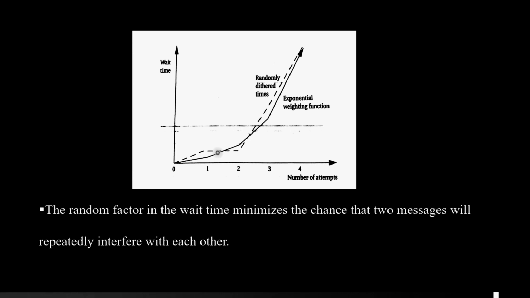The solid line indicates the exponential waiting function, and the other line indicates randomly deferred times. That is, once the random factor is modulated with the exponential waiting function. The random factor is added to the exponential waiting function to ensure that no two messages will be repeatedly interfered with each other. The random factor is new each time, hence the chance for interference of the same message every time will be reduced.